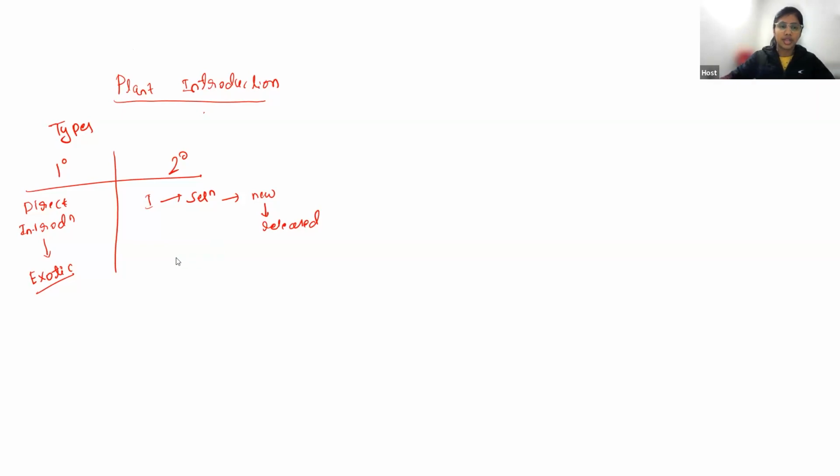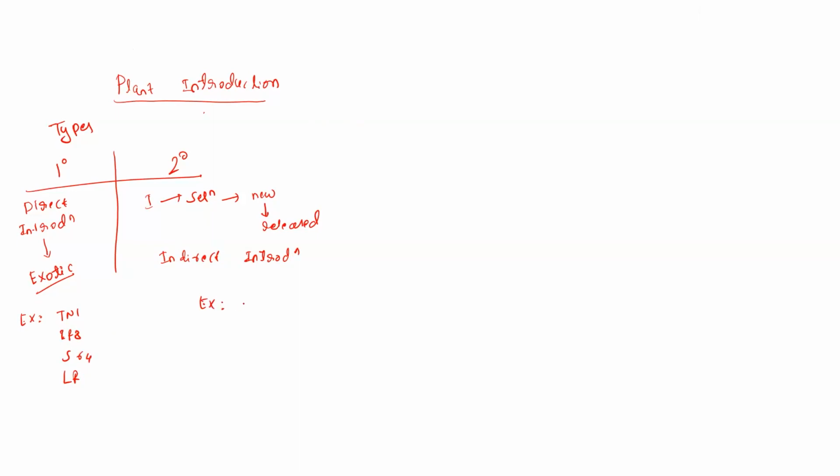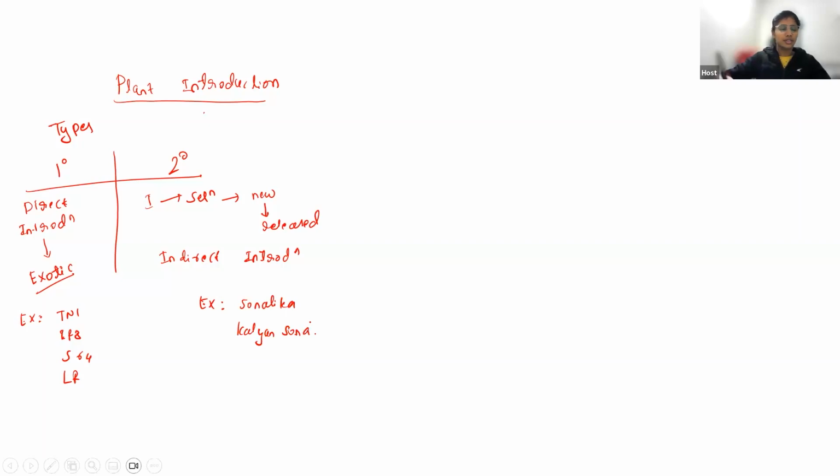This is the secondary introduction. It is also called an indirect introduction. What are the examples for primary introduction? Sonora 64, Lerma Rojo, TN1 and IR8. They are all examples of primary introductions. What about secondary introductions? Sonalika and Kalyan Sona. These are the examples of secondary introductions.